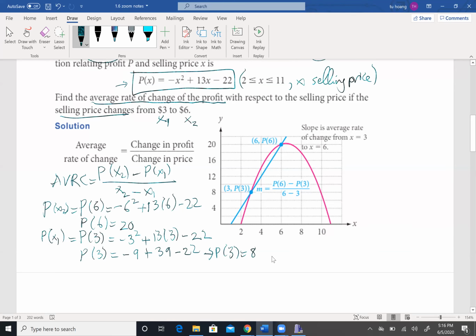and now I'm going to substitute everything together. The average rate of change will be equal to p of 6 minus p of 3, divided by 6 minus 3, and that will be equal to p of 6 is 20 minus 8 over 3, and now it's going to be 12 over 3, which is equal to 4. So that's going to be the answer.